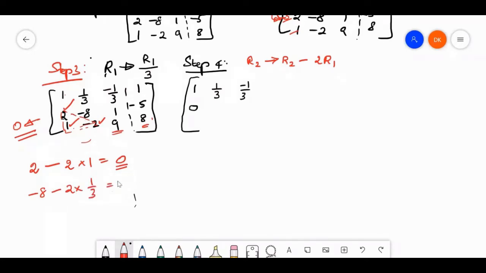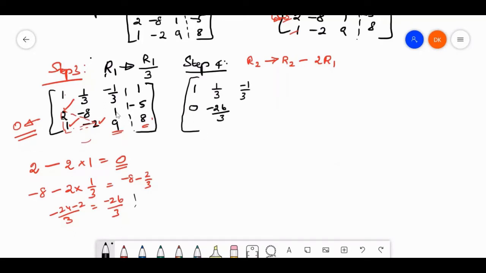So that is equal to minus 8 minus 2 divided by 3. Okay, so then what will happen? You take the LCM, then divided by 3. Okay, so you have to multiply by 3, 8 into 3, 24, minus 2. So minus 26 divided by 3 it will come. So then here in this place, minus 26 divided by 3.